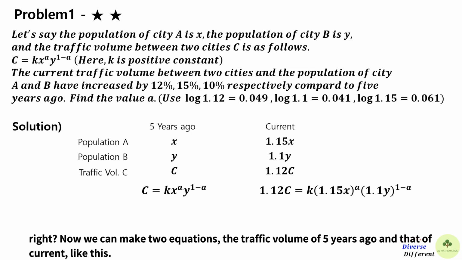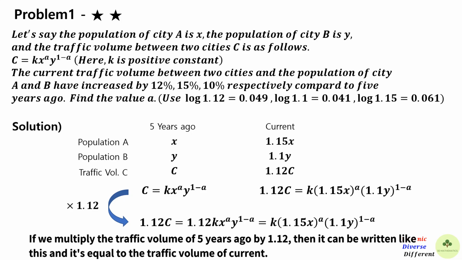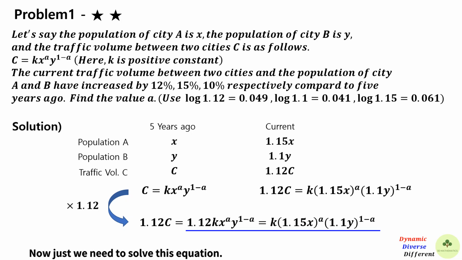Now we can make two equations, the traffic volume of 5 years ago and that of current, like this. If we multiply the traffic volume of 5 years ago by 1.12, then it can be written like this, and it is equal to the traffic volume of current. Now we just need to solve this equation, okay?